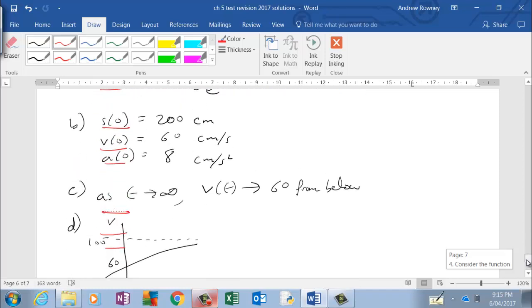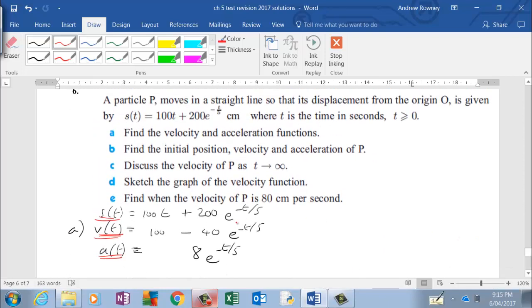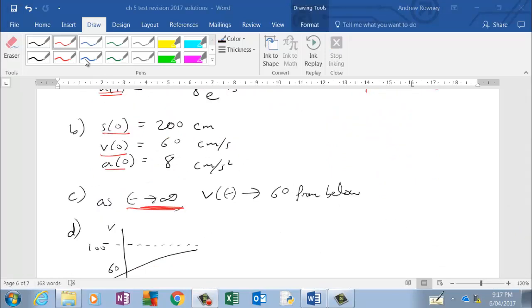Part c, discuss it as t goes to infinity. As t tends to infinity, we look at the velocity. It's only asking for velocity. If t goes to infinity, this whole thing, e to the negative, that's e to a positive, that's e to a negative, that will head towards 0 as t goes to infinity. If that goes to 0, this goes to 0, so the whole thing goes towards 100. So this should have been 100 here, goes towards 100.